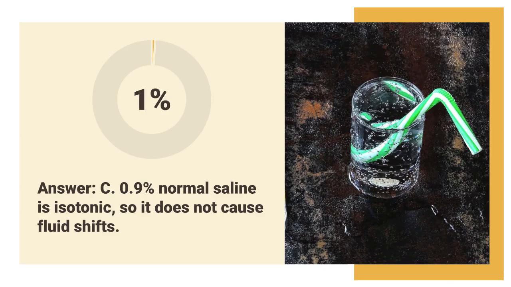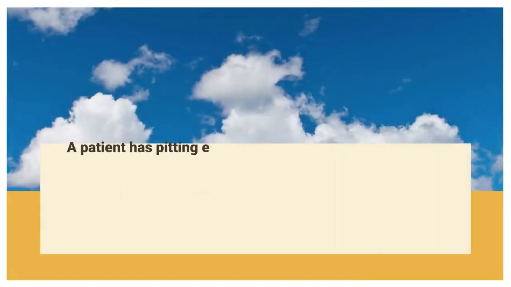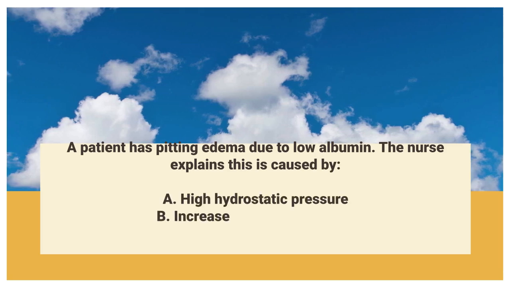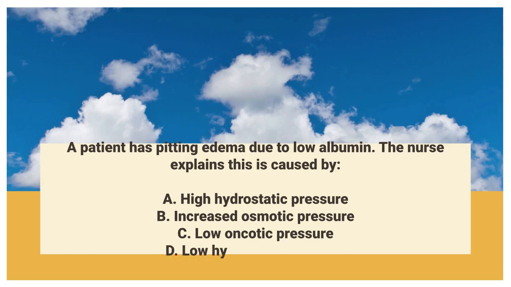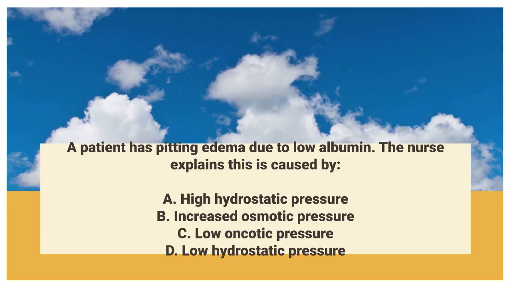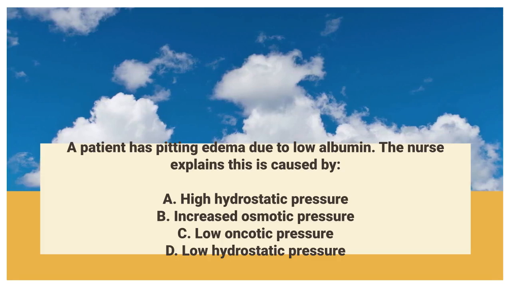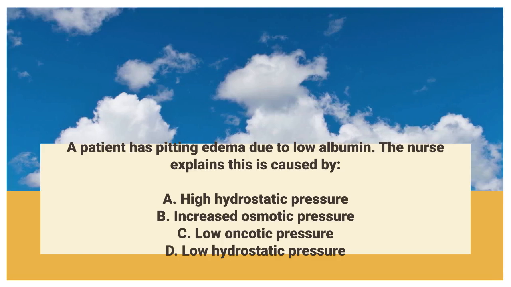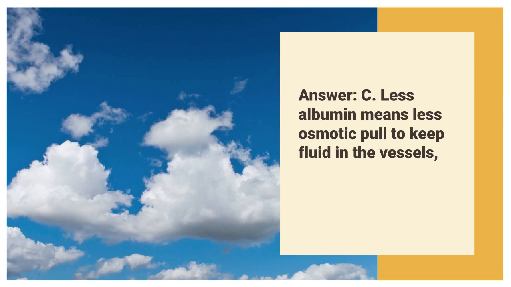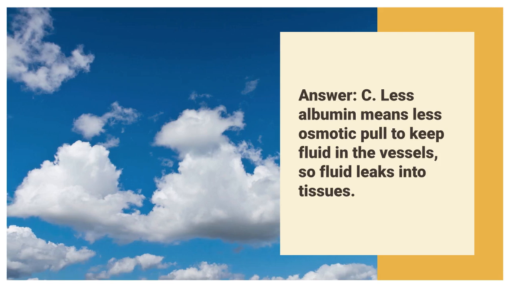Next question. A patient has pitting edema due to low albumin. The nurse explains that this is caused by A. Hydrostatic pressure, B. Increased osmotic pressure, C. Low oncotic pressure, or D. Low hydrostatic pressure. The correct answer, C. Less albumin means less osmotic pull to keep fluid in vessels, so the fluid leaks out into the tissues.